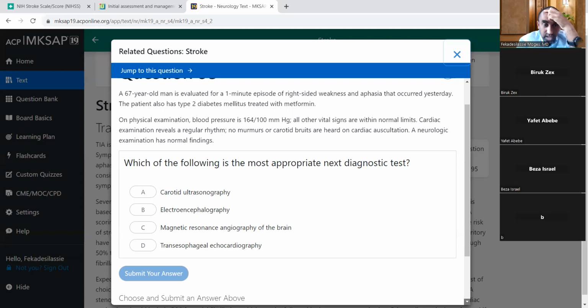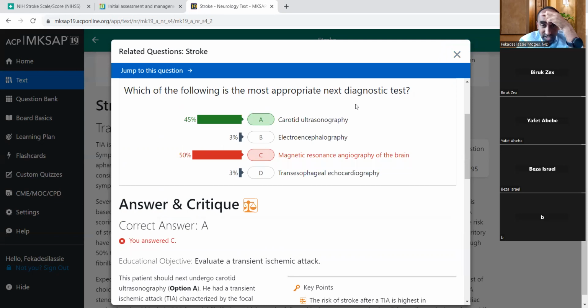C. Magnetic resonance angiography of the brain. Yeah. Let's see. Carotid ultrasonography. Do you remember what I said when we talked about investigations? The first imaging modality you should do is carotid duplex ultrasound. Then, if that is negative, you can order more sensitive tests that can diagnose intracranial disease, like MRA, CT angio and so on, because they are more sensitive than the carotid ultrasound. But initially, you can do carotid ultrasound.